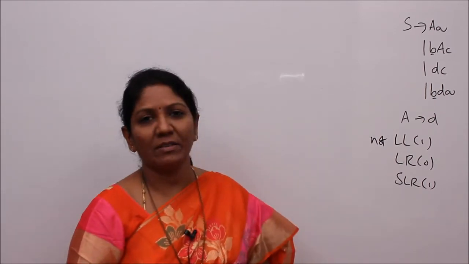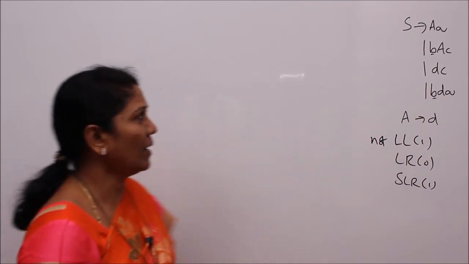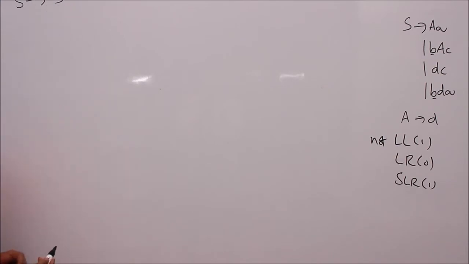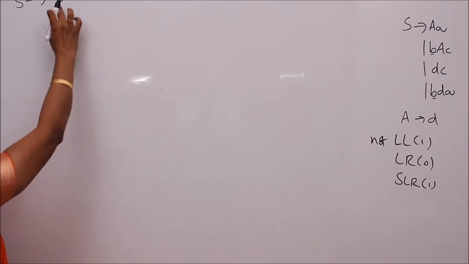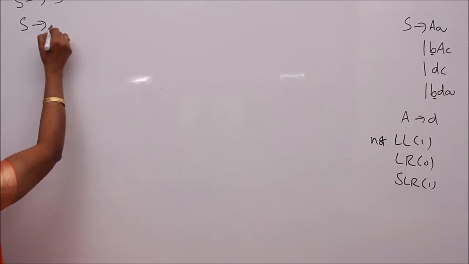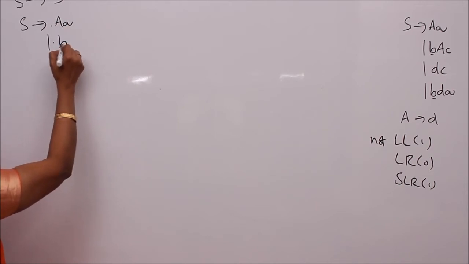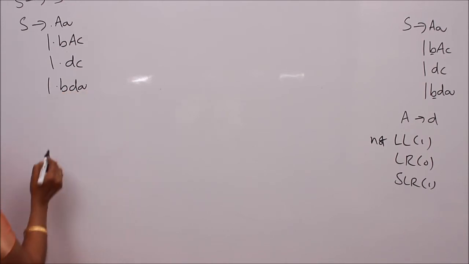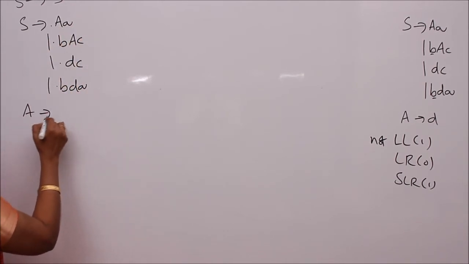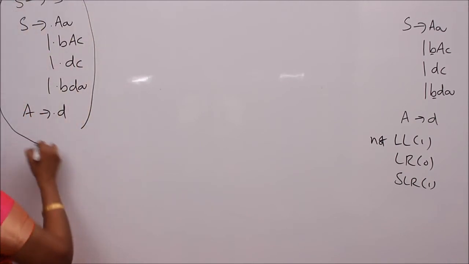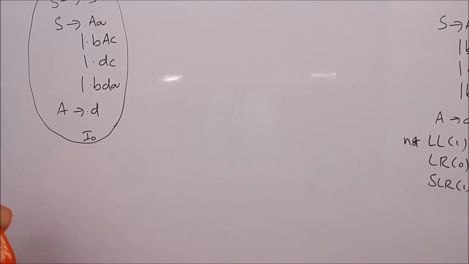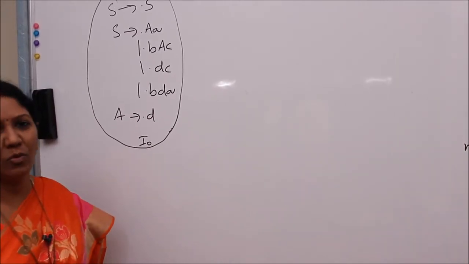Now coming to LR0 and SLR1, draw the DFA. How do we draw the DFA? Draw the DFA with augmented production with dot at the beginning. Closure of S' to dot S. What is closure of S' to dot S? Because of S, add all the rules with dot at the beginning: dot AA, dot BAC, dot DC, dot BDA. Now because of A, add. This is I0. Do you have any conflicts in the state I0? No, all are non-final items, so no conflict.